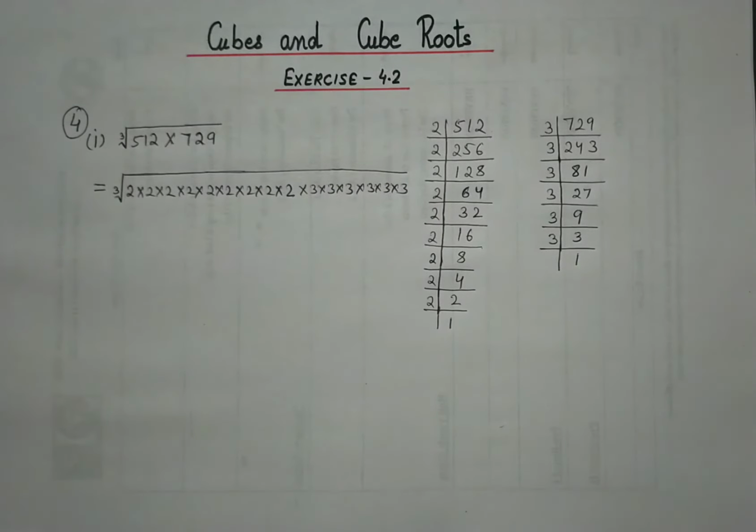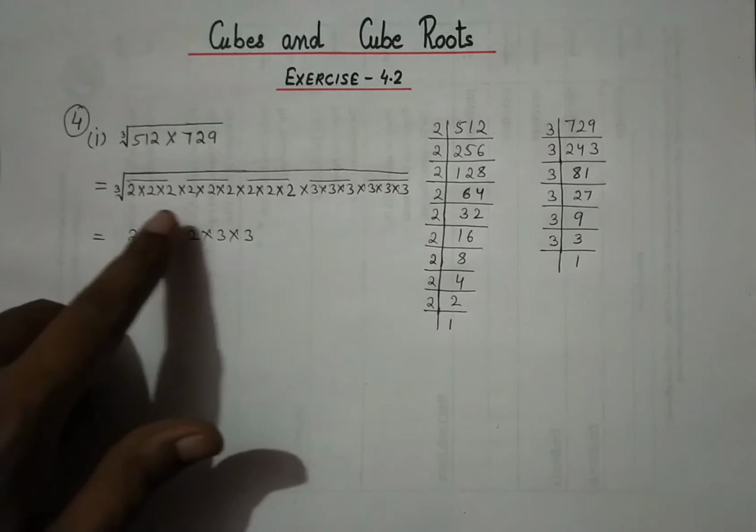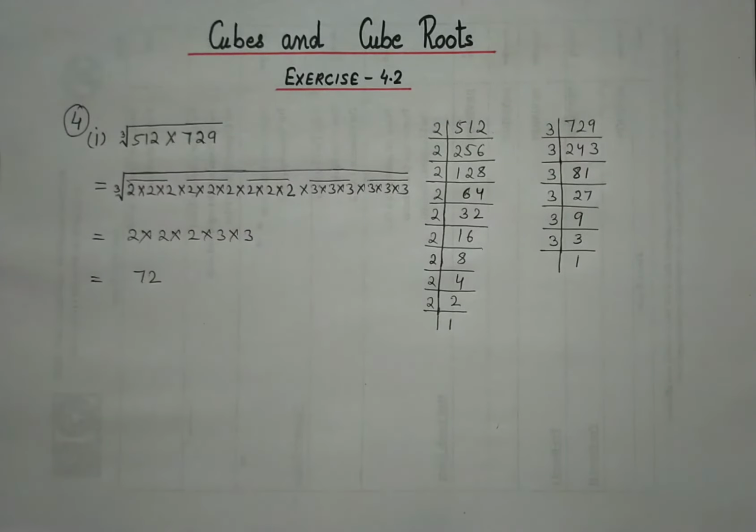Now we are going to group them into triplets, and after grouping them we are going to take one member from each of the group, and here we have removed the cube root sign and taken one member from each group, and finally we get the answer as 72.